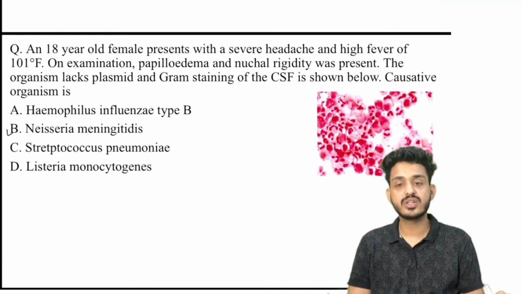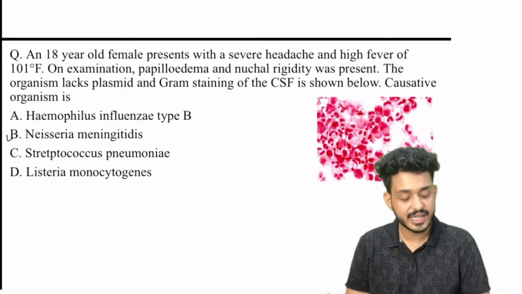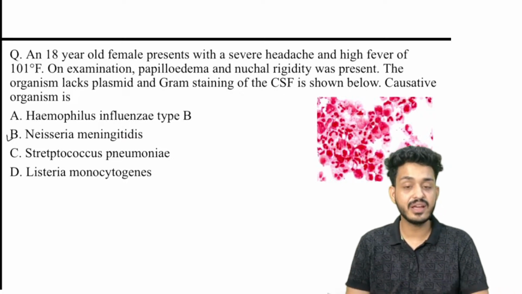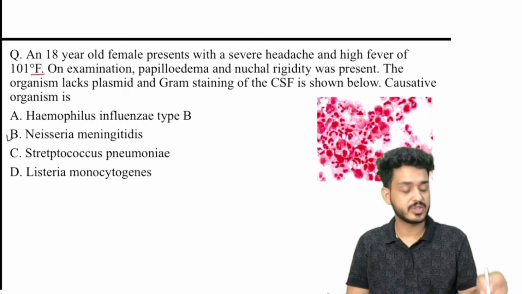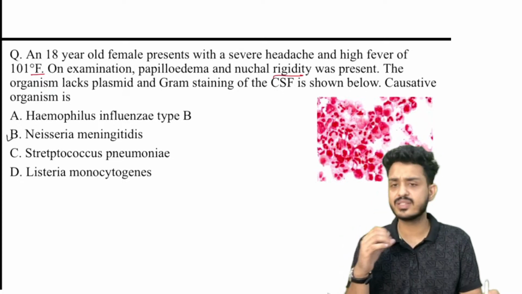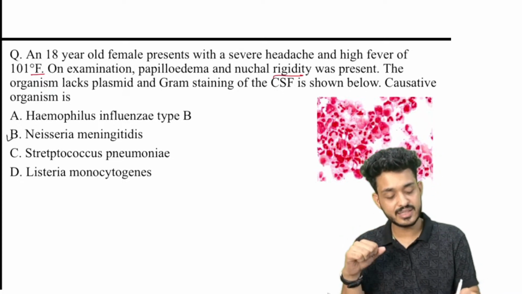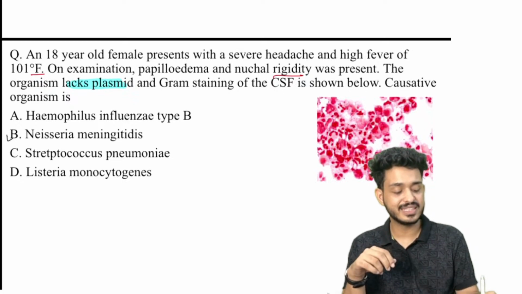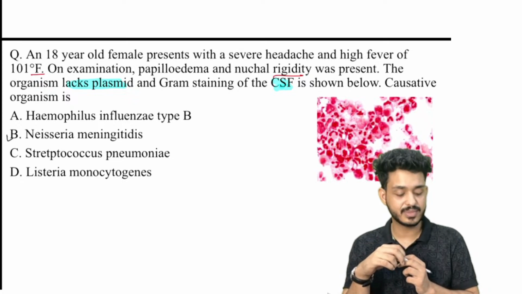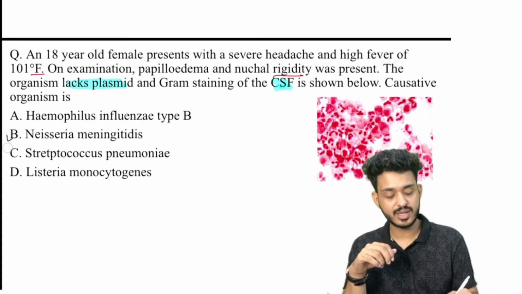Okay, next question, try to solve this one. An 18-year-old female presents with a severe headache and high fever, 101. On examination, the patient has papilledema and again symptoms of neck rigidity. The patient has lakes of plasmid, which is another thing given here. Gram staining of the CSF is given below. The causative organism can be what?